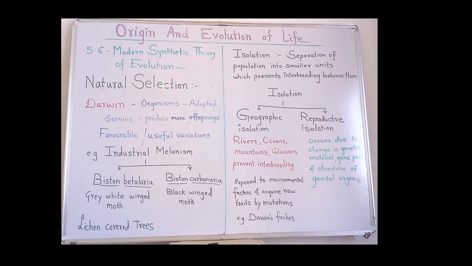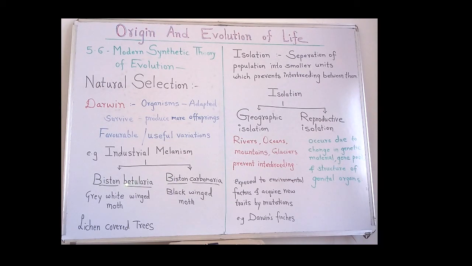Then what is natural selection? Natural selection is a process in which organisms better adapted to the environment tend to survive and produce a greater number of offsprings. Or natural selection is a process by which better adapted individuals with useful or favorable variations are selected by nature and leave more progenies or offsprings. Industrial melanism is the best example of natural selection.